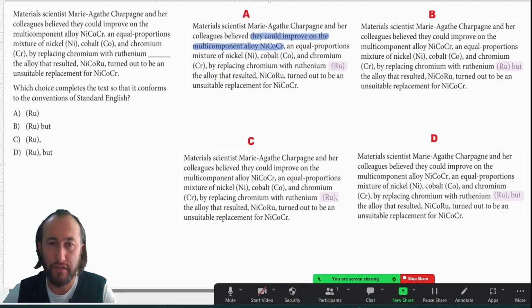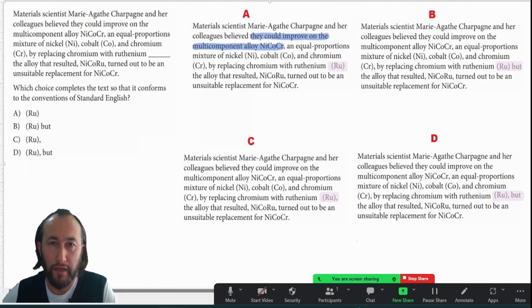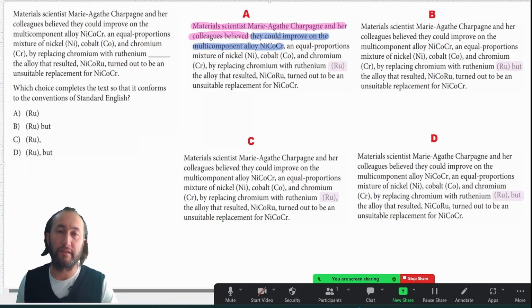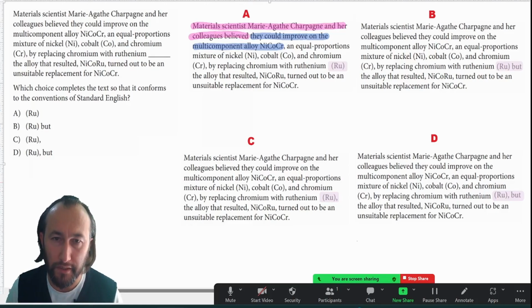We've got adjective clause, noun clause, and adverb clauses. Now the first part, let's make it pink color. "And her colleagues believed." This is an independent clause. Pink color is independent clause.